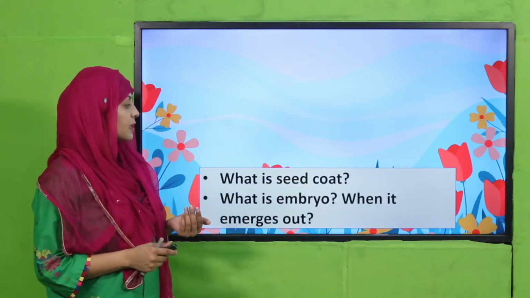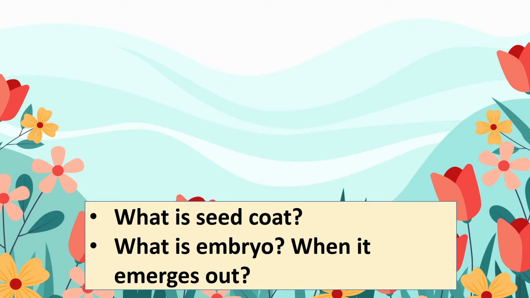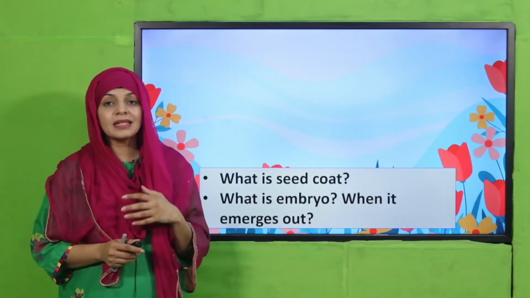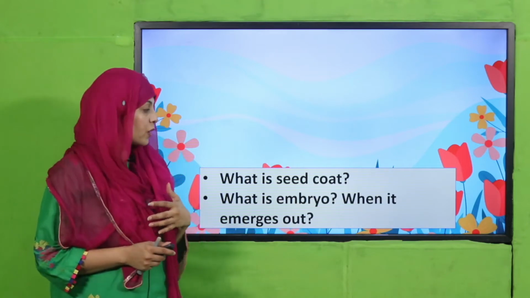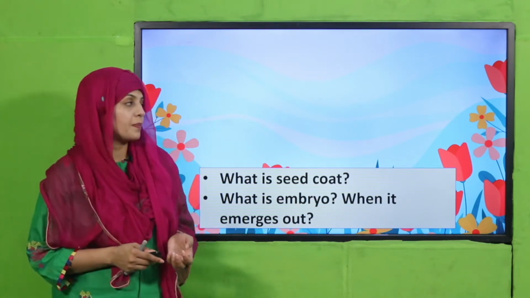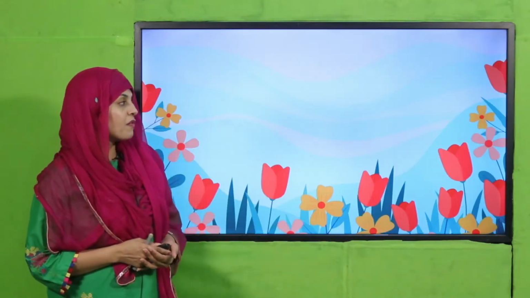In the previous lecture, we did a project. So quickly answer that what is a seed coat. The hard covering of a seed is called its seed coat. Now, what is embryo? The small plant that is inside the seed is called embryo, and when it emerges out, it becomes a plant. So, my dear students, now let's move forward towards the review.